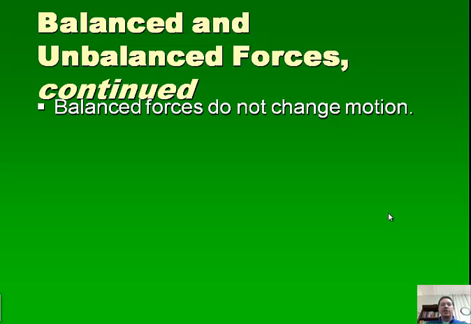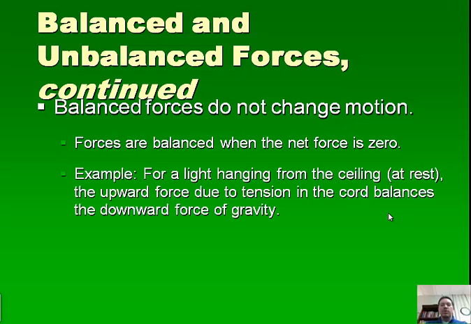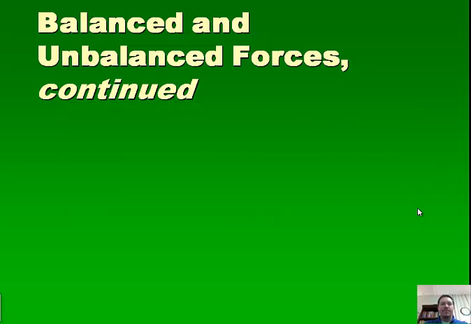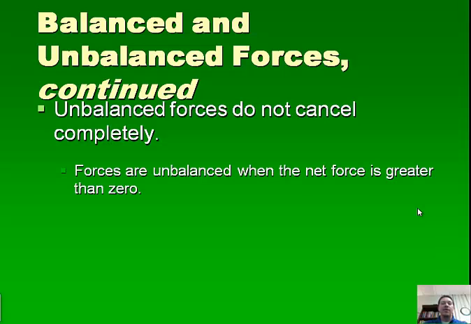Balanced forces do not change motion. Forces are balanced when the net force is 0. If we have a light hanging from the ceiling, the upward force of the cord, the wire that's holding the light to the ceiling, is balancing out the force of gravity. So it's keeping the light from crashing to the floor. That would be balanced. Whereas unbalanced forces do not cancel completely. If that light all of a sudden falls to the floor and crashes, then we have an unbalanced force: the force of gravity would be greater than the tension holding that light up to the ceiling.